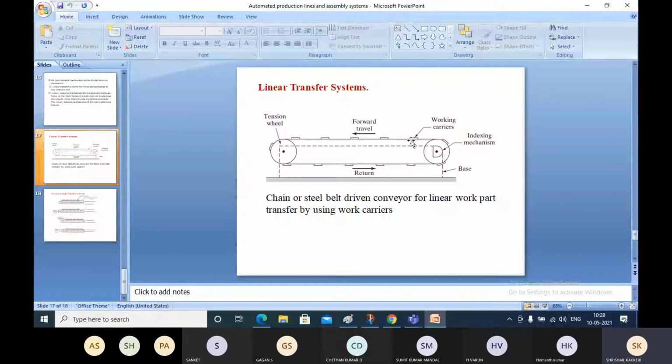And please look here, this walking beam mechanism will have a beam. This is a fixed beam, and there will be a transfer beam. Here you can see the work parts, and this is the walking beam and the fixed beam. First, what the walking beam does is lift. It will be lifted, and once it is lifted, it will be moved forward.